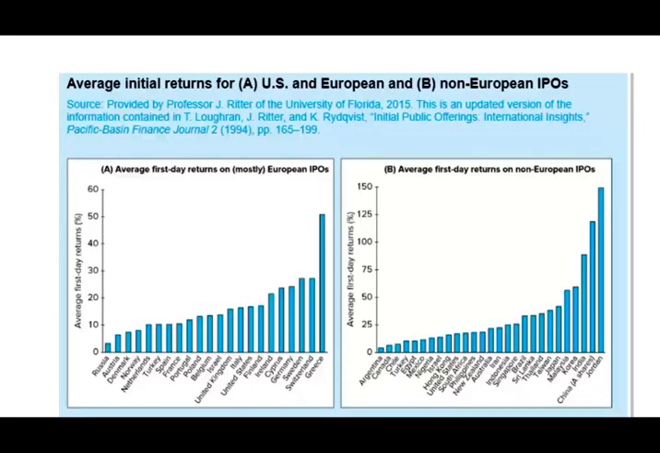And this phenomenon is showing in the US as well as outside the US. This is the average first day return on mostly European IPOs, and this is non-European IPOs. And obviously in the US, the same thing. For example, in Greece, some IPOs trade at 50% more the following day. It ranges, but the point is, IPOs are usually underpriced, historically speaking, from a research perspective.